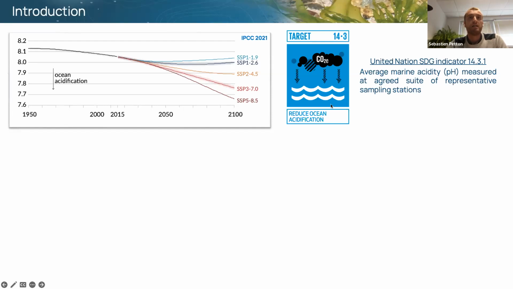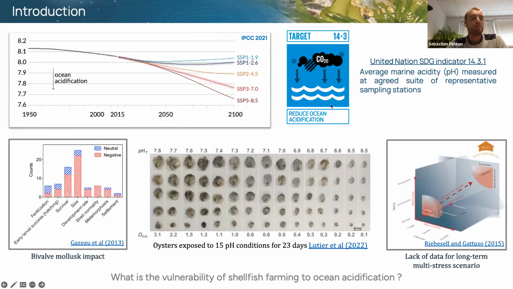So my lab is specialized in studying the physiology of bivalves subjected to diverse external stresses. And it has been demonstrated that the OA process has many impacts over the different life stages of bivalve models. So it was also relevant for us to wonder what is the vulnerability of shellfish farming in such an acidification context. But before doing long-term multi-stress experiments, it is important to acquire more knowledge about the current situation in these coastal areas.